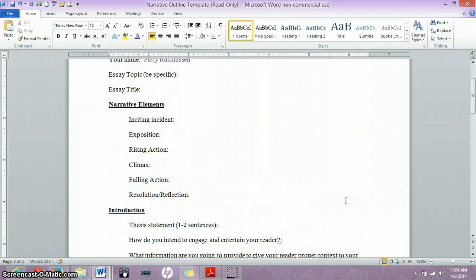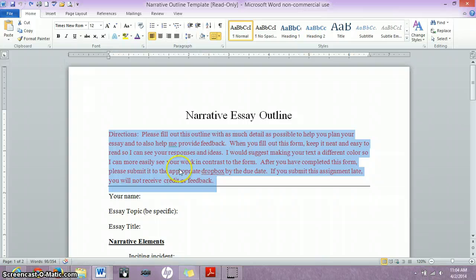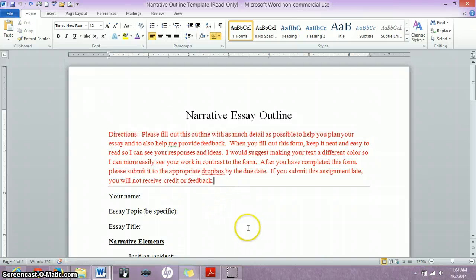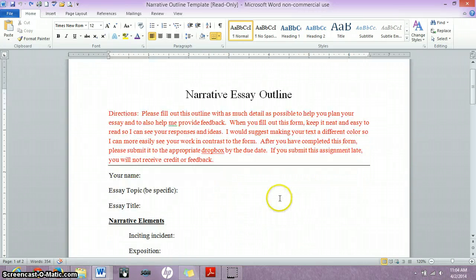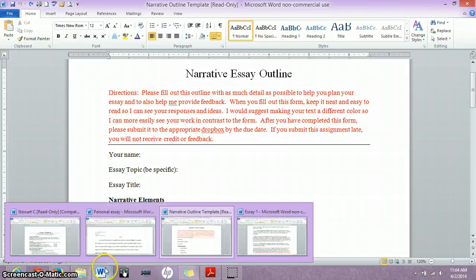So hopefully this makes sense. If you have any questions as to this outline, let me know. But this is going to be a standard for each essay that you do. You're going to do an outline before you do a draft for me, and this is what I'm going to provide feedback on. So if you have any questions, let me know about that.